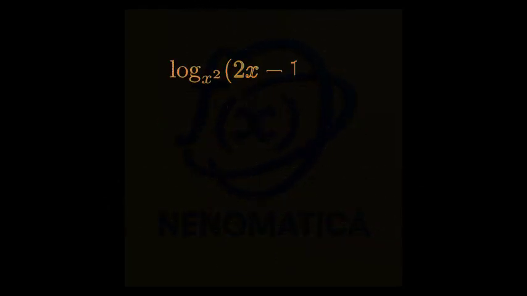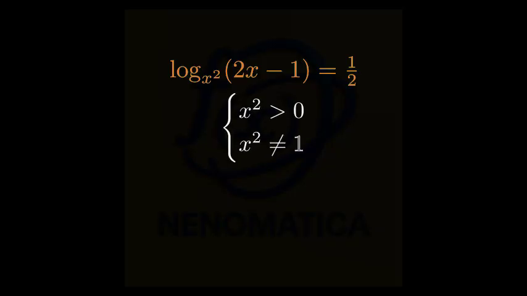The equation is log base x squared of (2x minus 1) equals 1/2. First, as in the image, we list the base conditions only. We require x squared greater than 0 and x squared not equal to 1. Now write the original equation to begin the algebraic steps shown.